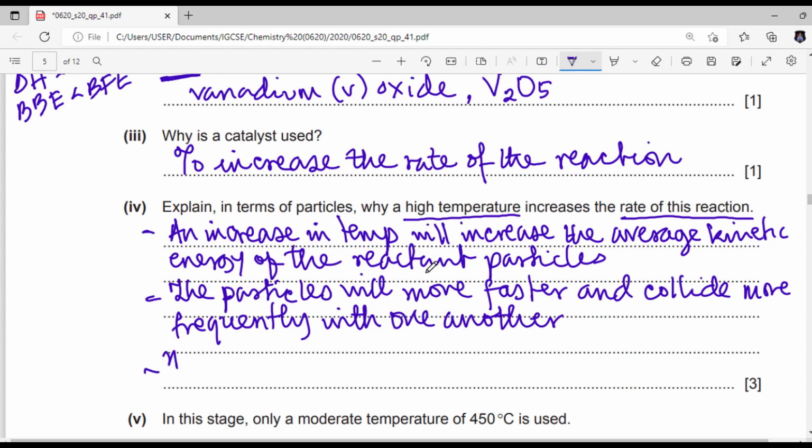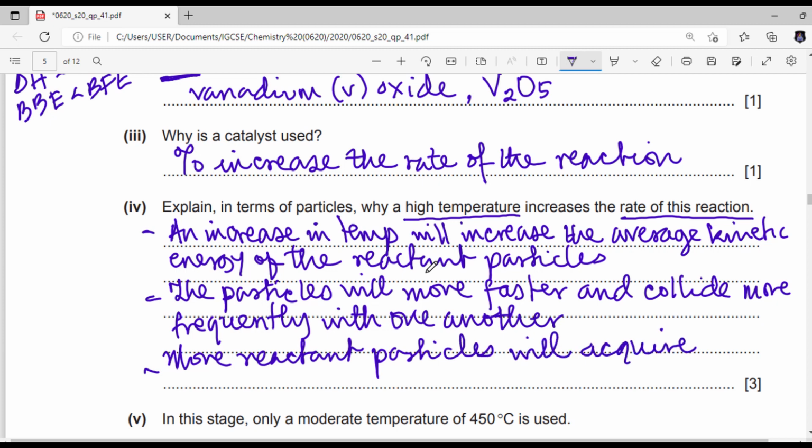More reactant particles will acquire sufficient energy to overcome the activation energy.